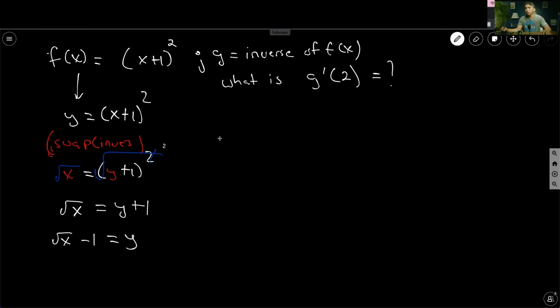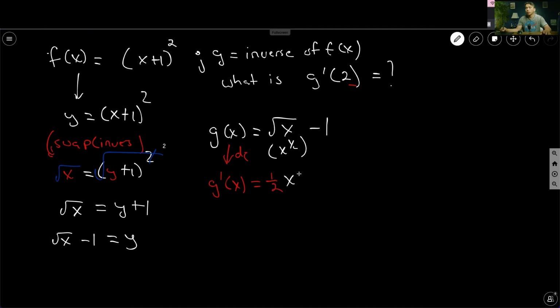So then g of x, our inverse function, is just equal to the square root of x minus 1. And now we need to get g prime at 2. Before we get to the value of 2, let's first get g prime. So take the derivative of this, g prime of x. Well, just remember, square root of x is the same thing as saying x to the 1/2 power. So taking the derivative of that, we bring the power in front. So we have 1/2, leave the x alone, subtract the power by 1.